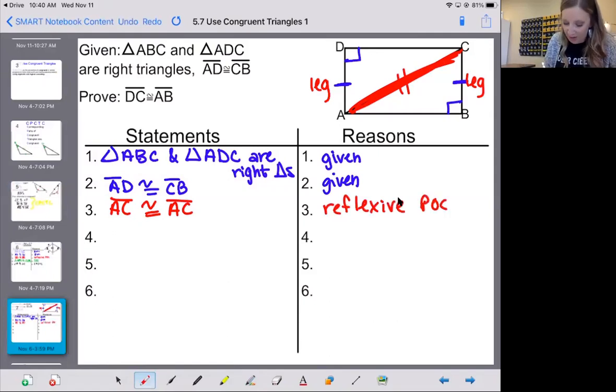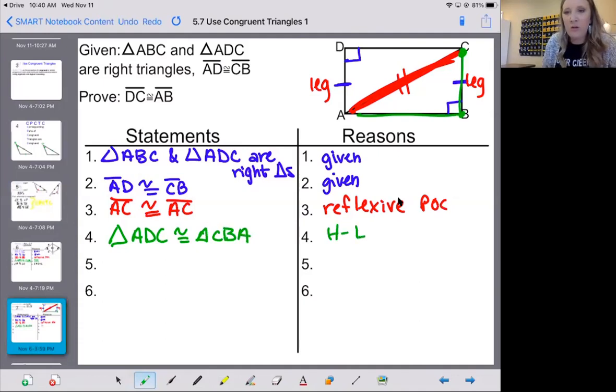And so I actually have enough information now to show that the triangles themselves are congruent. So let's say ADC is congruent to triangle... All right, so I started with A, went to D. So I'm going to start with C, go down to B, and then A. And the reason these are congruent is the hypotenuse leg congruence theorem.